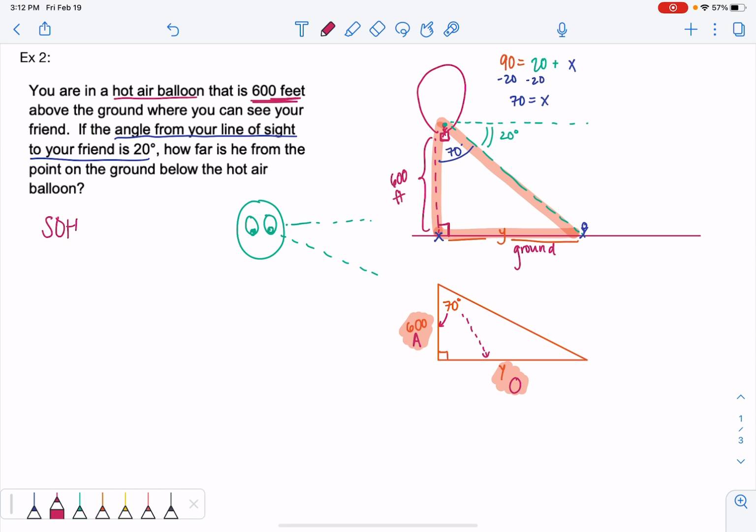Let's think, SOHCAHTOA. Which one has both? TOA. So it'll be tangent of opposite first. Tangent of our angle, 70 degrees, equals opposite first, Y, divided by adjacent, 600. We want to get the variable alone, so we will multiply by the bottom number, which is 600.